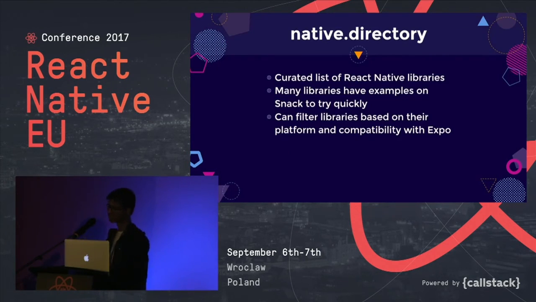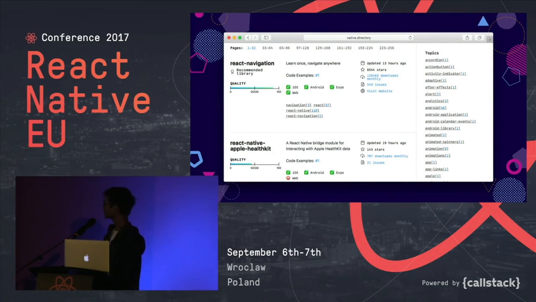We also have a website called Native Directory. It is a curated list of React Native libraries. They have their Snack links. So when you go to Native Directory, you have a link to a Snack, and you can instantly try the library and see how it looks and how it feels. So you can make an informed decision on whether you want to use a library or not. You can also filter libraries based on their platform and compatibility with Expo, because Expo only supports JavaScript libraries. This is how it looks. So you have the code examples link there, which is basically linked to a Snack.